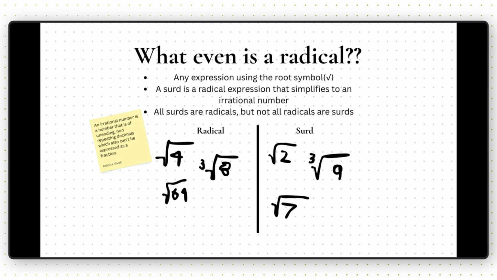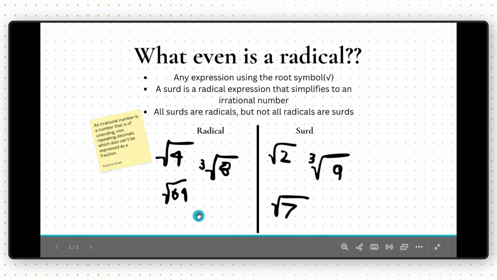A surd is a radical expression that simplifies to an irrational number. Now, a key thing to remember is all surds are radicals, but not all radicals are surds. Now, this may be a little hard to grasp at first, but let's look at these examples right here.